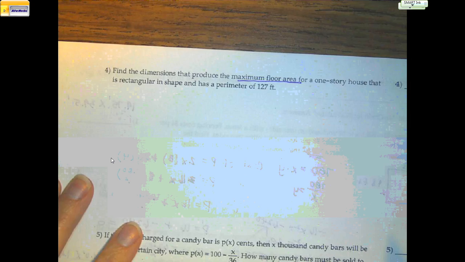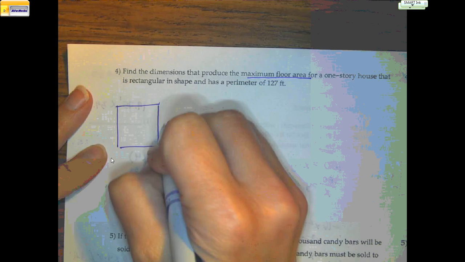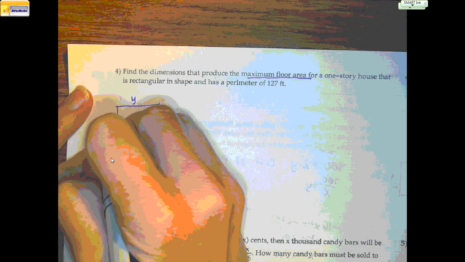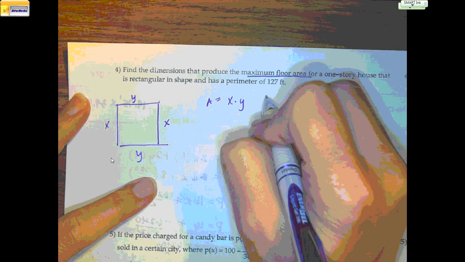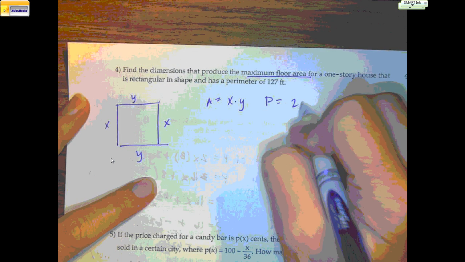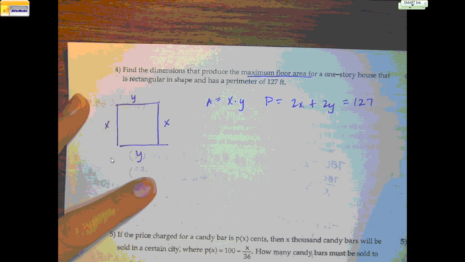Find the dimensions that produce the maximum floor area for a one-story house that is rectangular in shape and has a perimeter of 127. So x, y, x, y. They want a maximum floor area. Well, we know the area is going to be x times y. They also talk about perimeter, which we know is 2x plus 2y, and they tell us that it's 127.